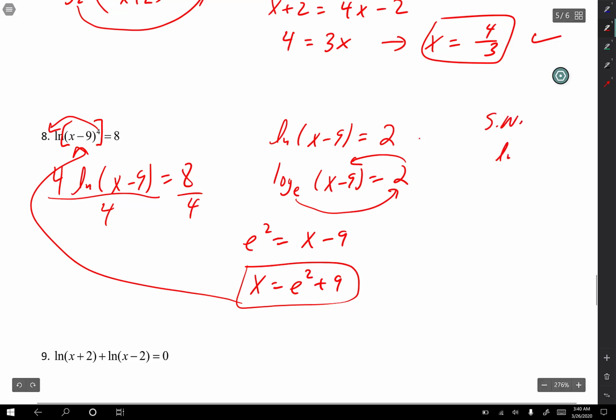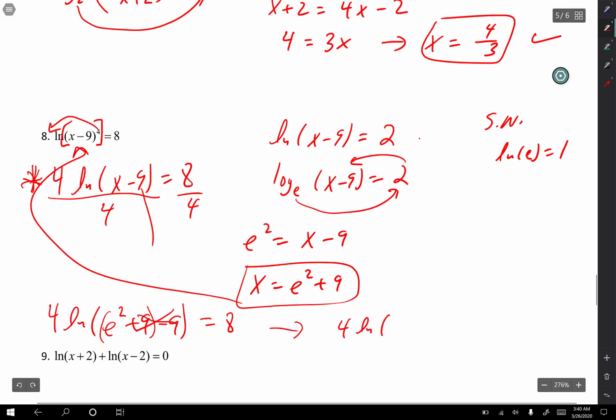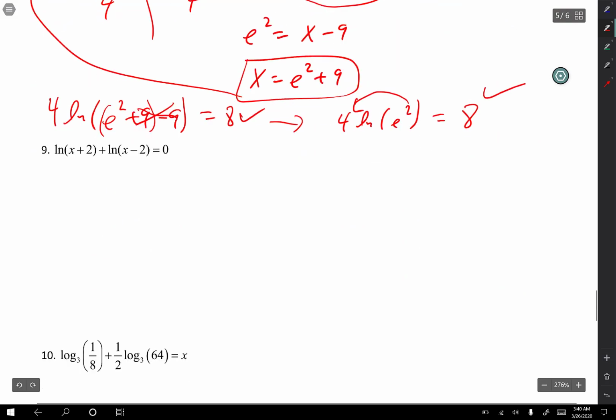Side note, ln of e is just 1. So yeah, let's test it out. So I'm going to move the 4 to the front. I'm going to start right here. 4 ln, and then x was e squared plus 9. And then bring that down there. Minus 9 equals 8. Let's see. If you drop the parentheses, these go away. So then you have 4 ln of e squared, and then bring that 2 to the outside. So 4 times 2 is 8. So you get 8. And yeah, you do. It works, guys.